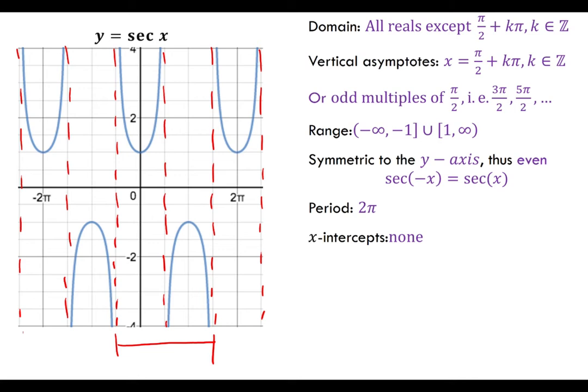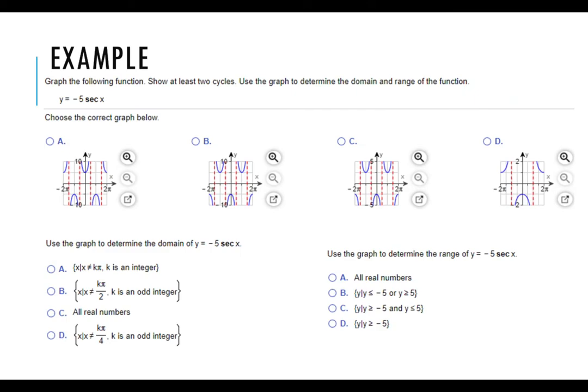But the secant function does have a y-intercept, specifically at (0, 1). Once again, no max, no min, thus no amplitude. So the only trig functions that have amplitudes are sine and cosine. All the rest, not having maxes, not having mins, don't have amplitudes. Alright, so now let's just graph these just like we would in MyLabs.